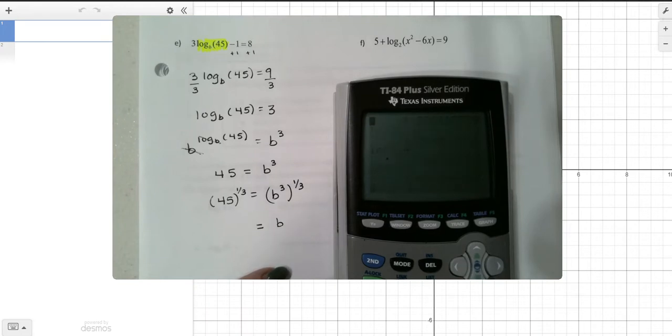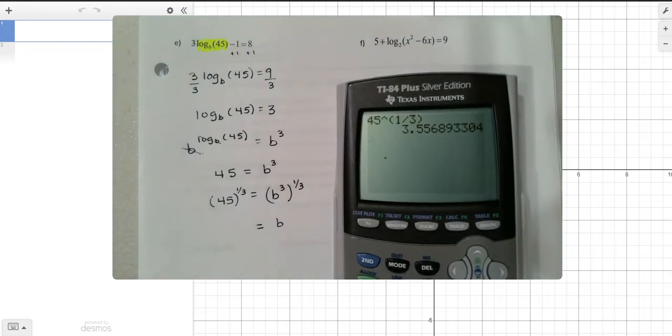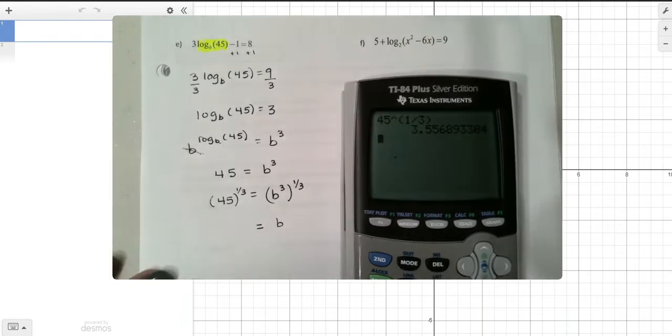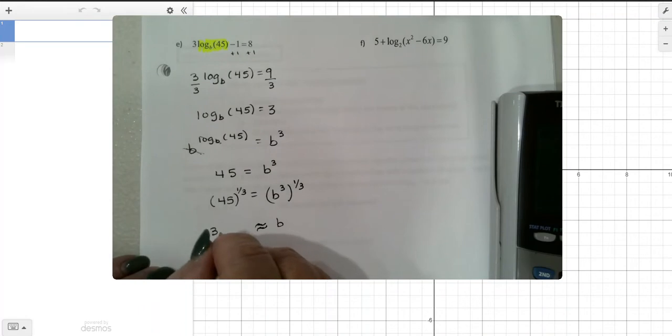Oops. Got another calculator here. When it doesn't go into the exponent automatically, I got to supply some parentheses there. 45 to the 1/3 is about 3.557. Approximately 3.557.